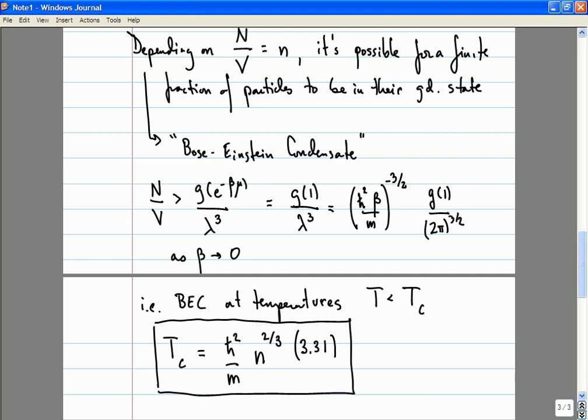Yes? Sorry, how did you get your expression for T_C? I just solved... so I know that there's a Bose-Einstein condensate when n over v, which is little n, is greater than this thing. So a Bose-Einstein state is going to appear precisely when that inequality is saturated. And then I solved for beta, i.e. T, at precisely the point where that inequality is saturated.